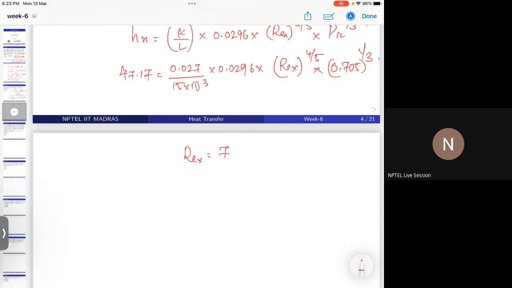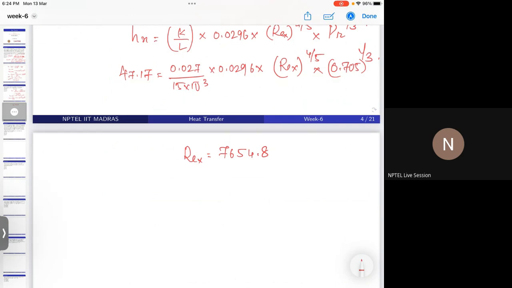So we will get around 77,654.8, almost close to this answer. Are you getting this? I have not calculated, sir. Okay, then you can calculate that later. So you'll get around this value.